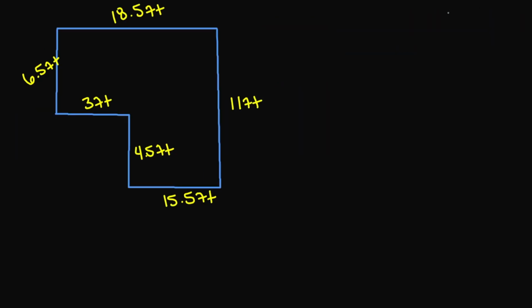If you needed to find the perimeter of this shape here, remember we're going to add all of our sides. So we have 18.5, and then we have 11, and you can put your imaginary 0 here if you want for 11.0. And then you have 15.5, and then you have 4.5, and then you have 3. And if you want to put your imaginary 0 here to keep everything lined up, you can. And then you have 6.5.